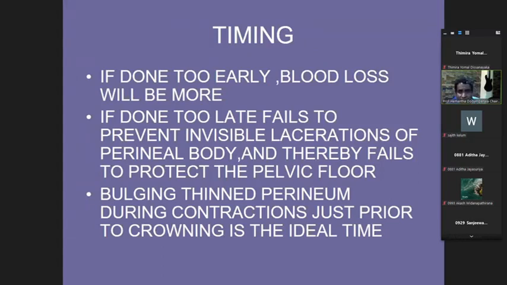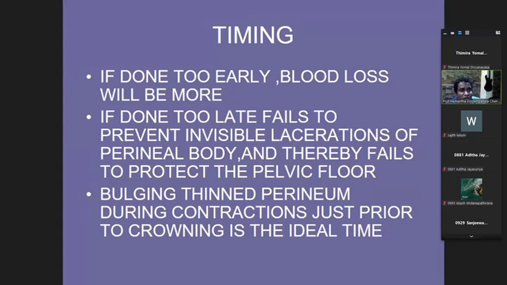Episiotomy should be done. Now, this is a deliberate cut done to facilitate the delivery of the baby, and it's indicated in large babies, tight perineum, breech, shoulder dystocia, and operative manipulative deliveries, and to shorten the second stage, and all those good things come with the use of an episiotomy. But very important, you time it.